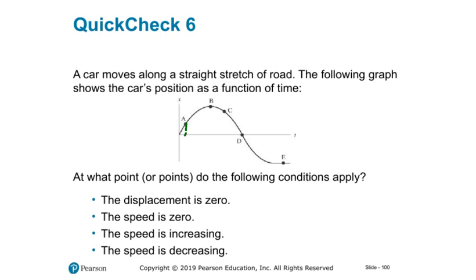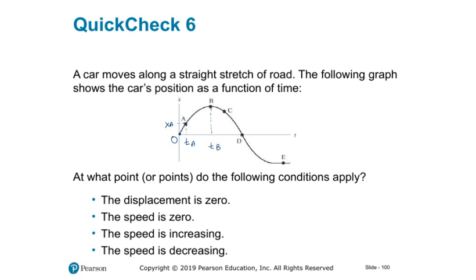A car moves along a straight stretch of road. The following graph shows the car's position as a function of time. At what point or points do the following conditions apply? Displacement is 0. I can simply read values of displacement. First of all, this is 0, right? So x is 0 here, t is 0, we start here.